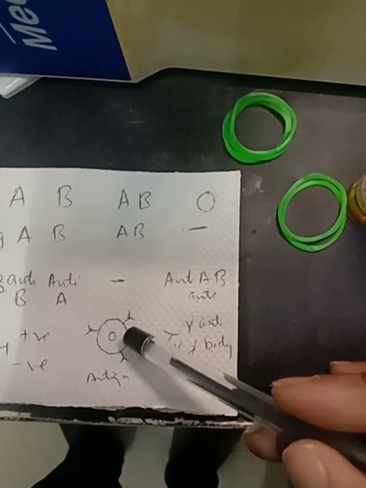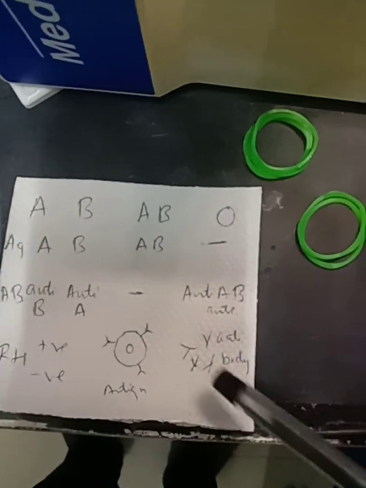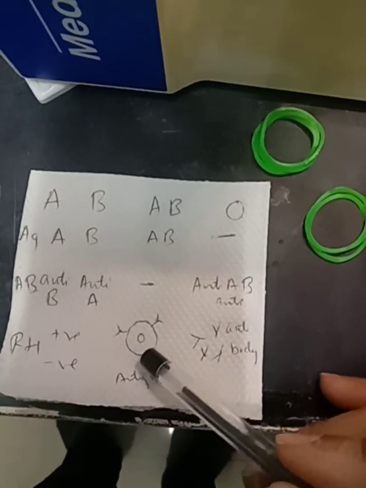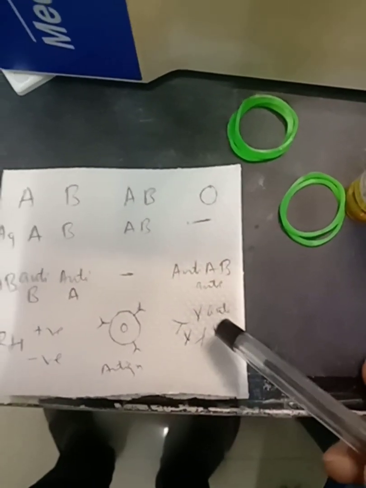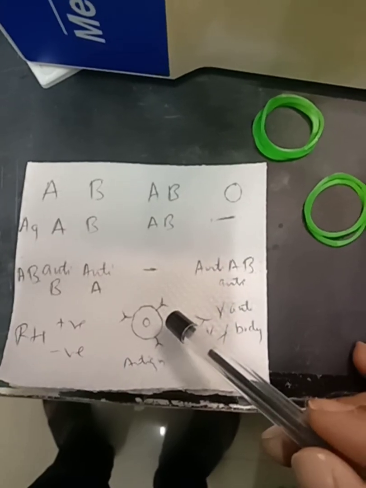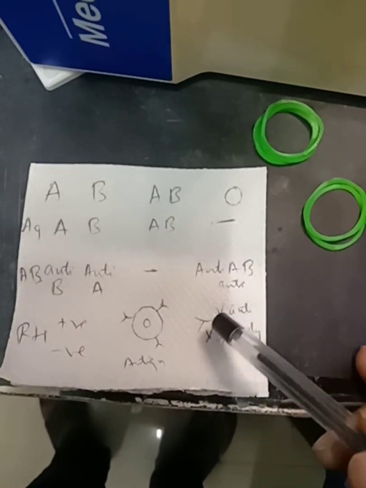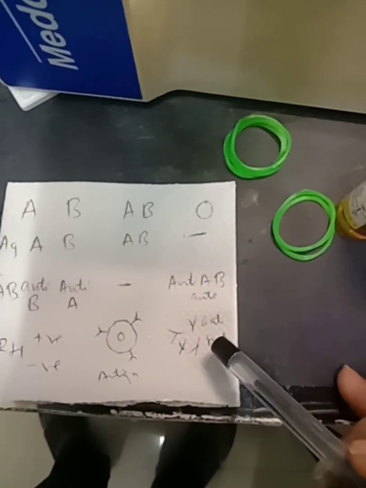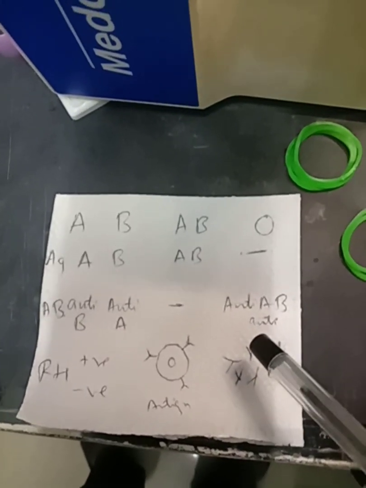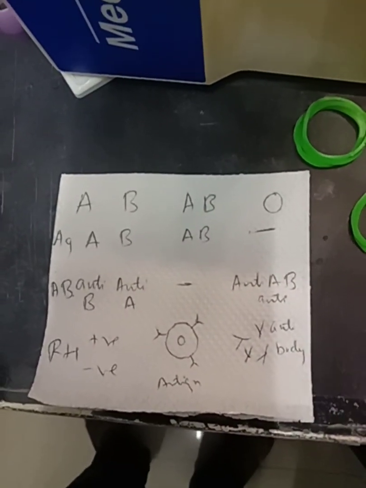Here is an RBC. Usually RBC is non-nucleated and biconcave. On the surface there are some antigens, and in blood serum or plasma there are antibodies. These attack foreign RBCs, which are not there in their own body, and hence this helps in determining blood group.